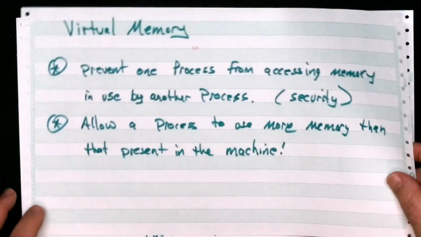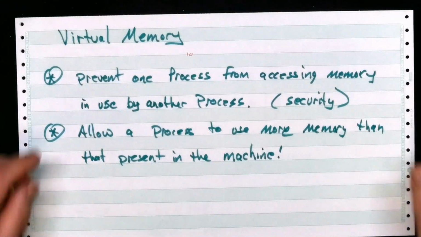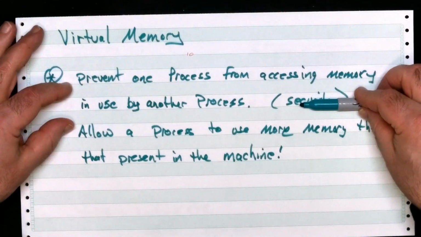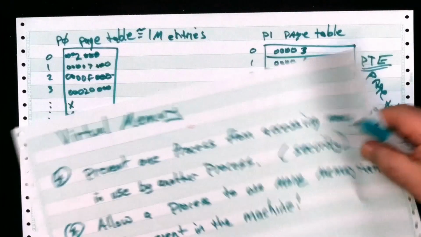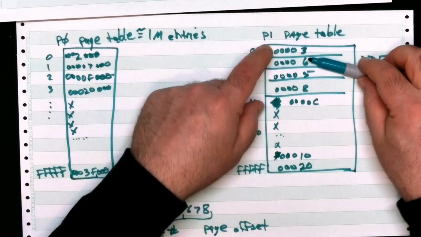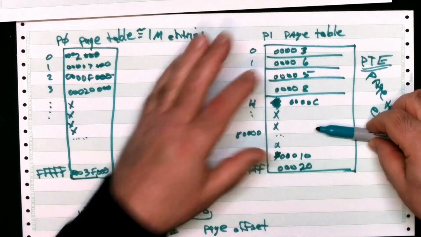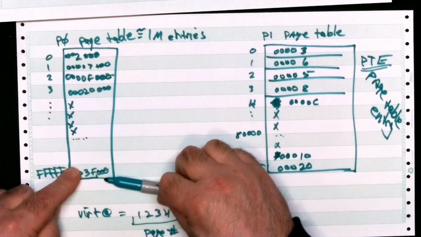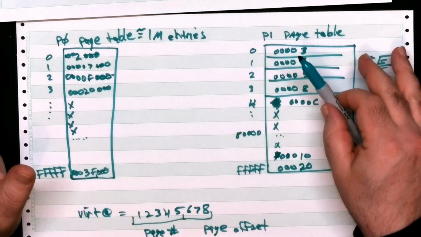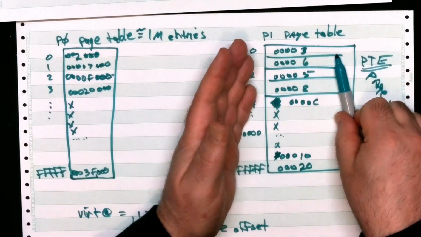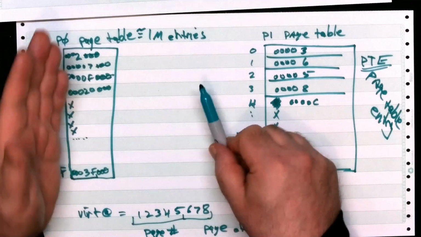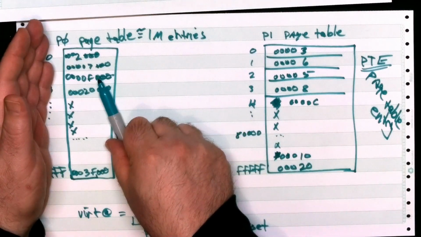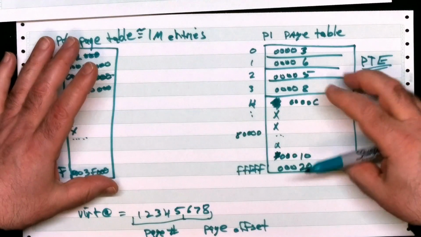All right, so back to our top list here. How do we keep these things apart for security reasons? Well, that's easy. Don't map any of the pages in this table to the physical pages that are the same as the physical pages that are mapped over here. That way, it's not possible for this process to touch any of the bytes that are being used by this process over here and vice versa. Okay, that's how the security works.